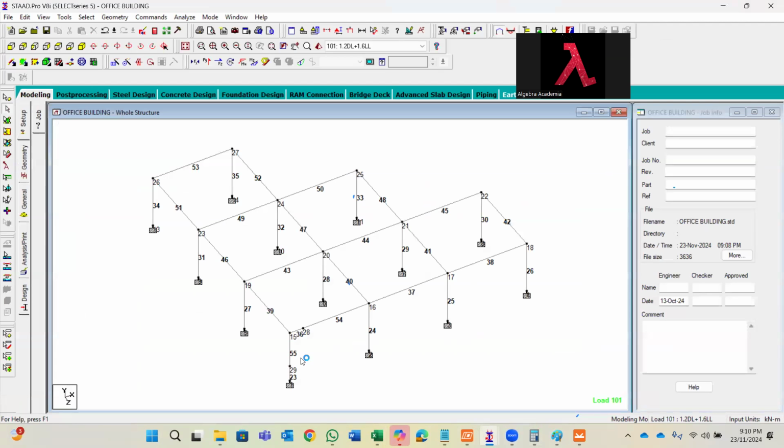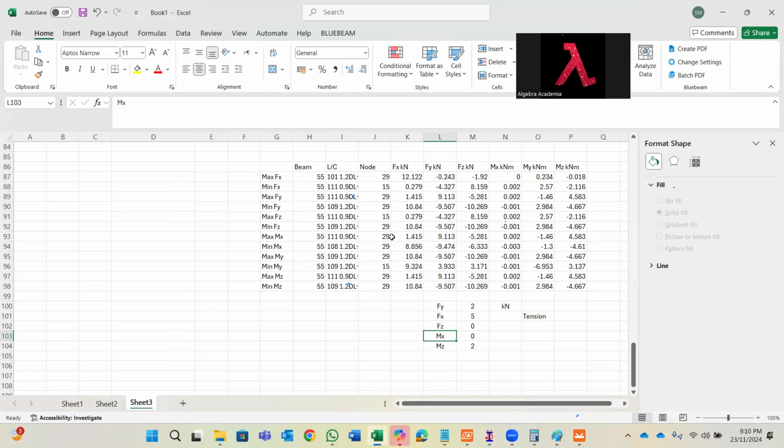Which node number are you talking about? 29. So at node 29, Fy is almost 9.13, 9.5 also is there. So 9.5, which is almost 10 kilonewton. Then Fx, it's 12.12, which is 13. Yeah, fantastic. Where exactly do you have 10 kilonewton? Yeah, Fy.